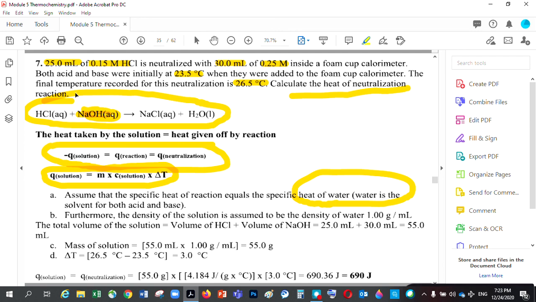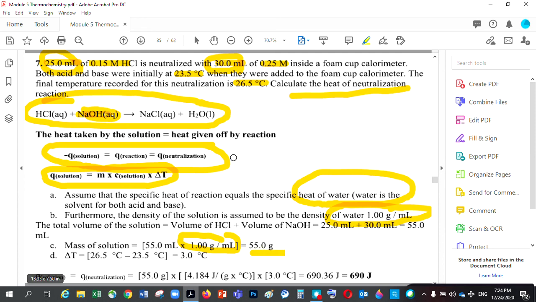Furthermore, the density will be assumed to be what? The density of H2O, correct? That makes our life easy. The only thing we have to watch here is the volume. Here we are dealing with total volume, so total mass. It is 25 mL of HCl and 30 mL of sodium hydroxide. So we have to watch out for the mass. The mass is 30 plus 25, which is 55, multiplied by the density of H2O. The mass is 55 grams.